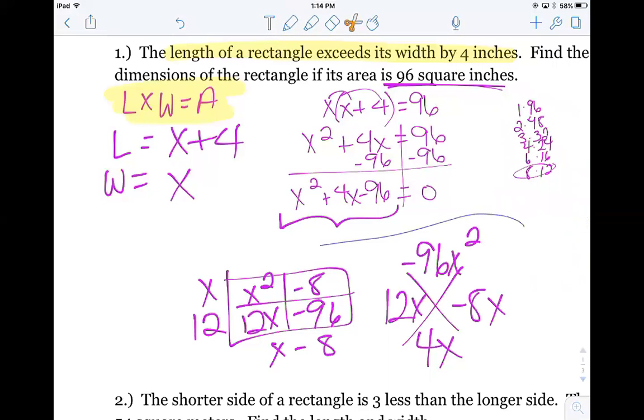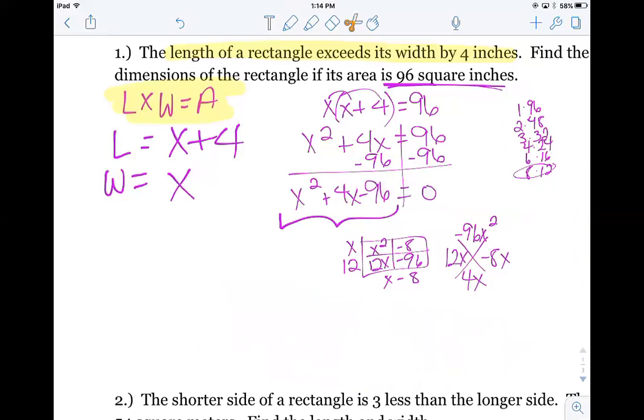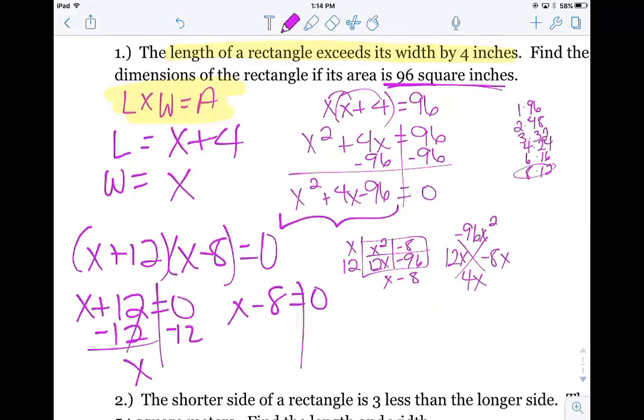At this point, we take the factors, as we talked about last week, and we have x plus 12 and x minus 8 equals 0. We solve for each of these: x plus 12 equals 0 and x minus 8 equals 0. So one answer is x equals negative 12, and our other answer is x equals 8.